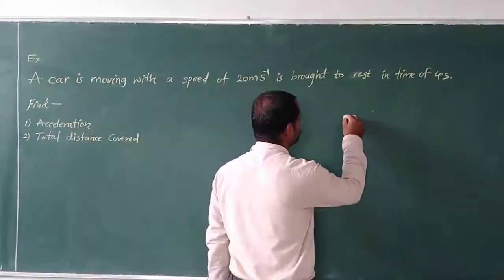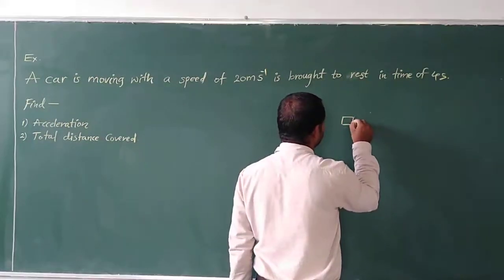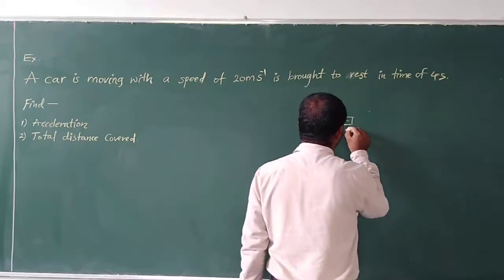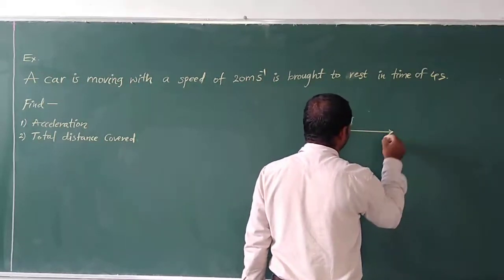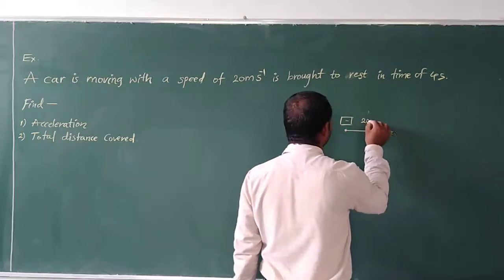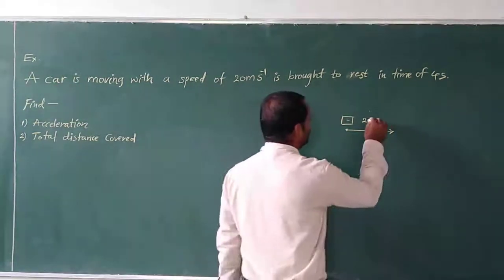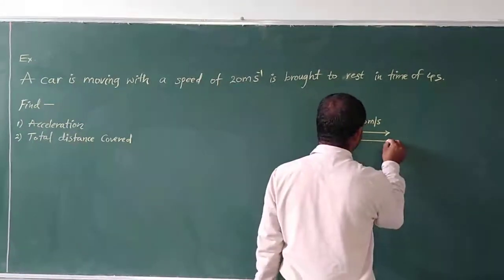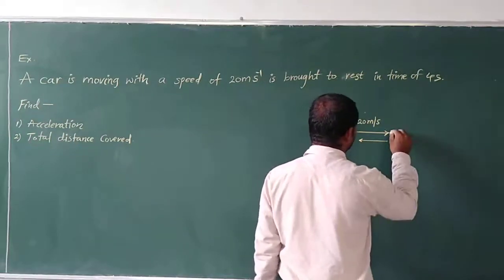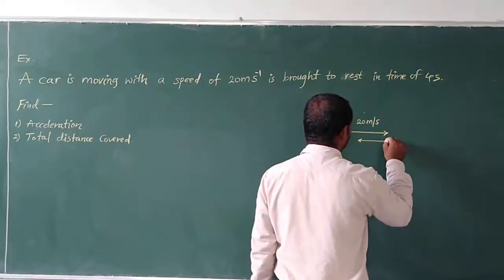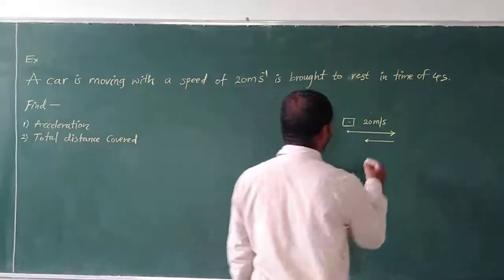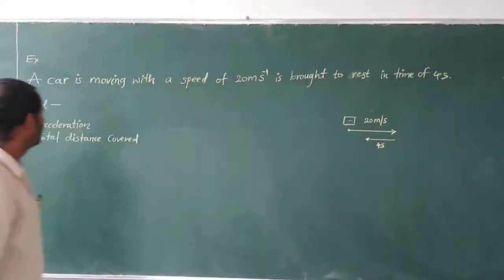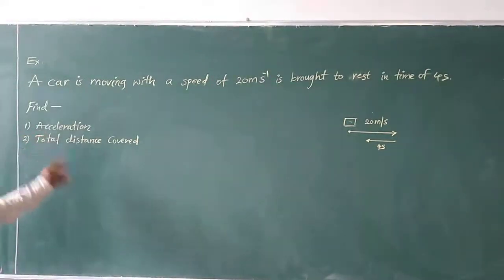So suppose this is the car, and the initial point is this. It is moving with a speed of 20 meter per second. It is brought to rest in 4 seconds. Then what we have to find? We have to find the acceleration.